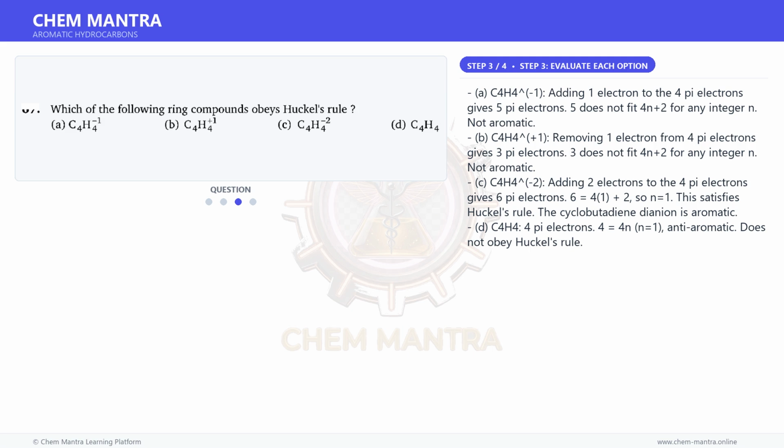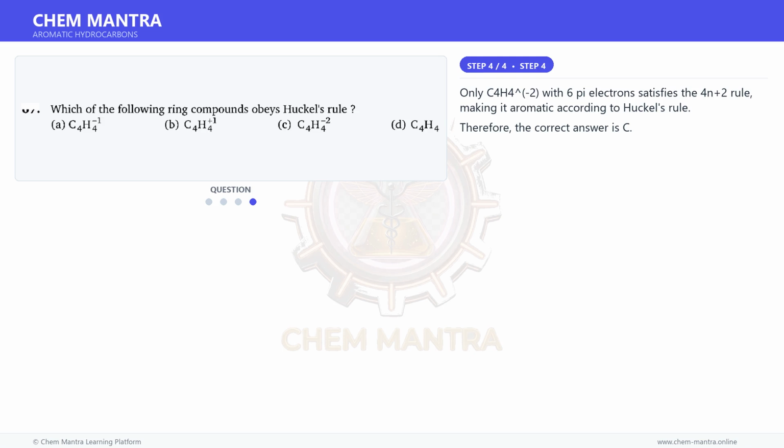D. C4H4, 4 pi electrons. 4 is equal to 4n, n is equal to 1, anti-aromatic. Does not obey Huckel's rule. And for the final step, only C4H4 minus 2 with 6 pi electrons satisfies the 4n plus 2 rule, making it aromatic according to Huckel's rule.